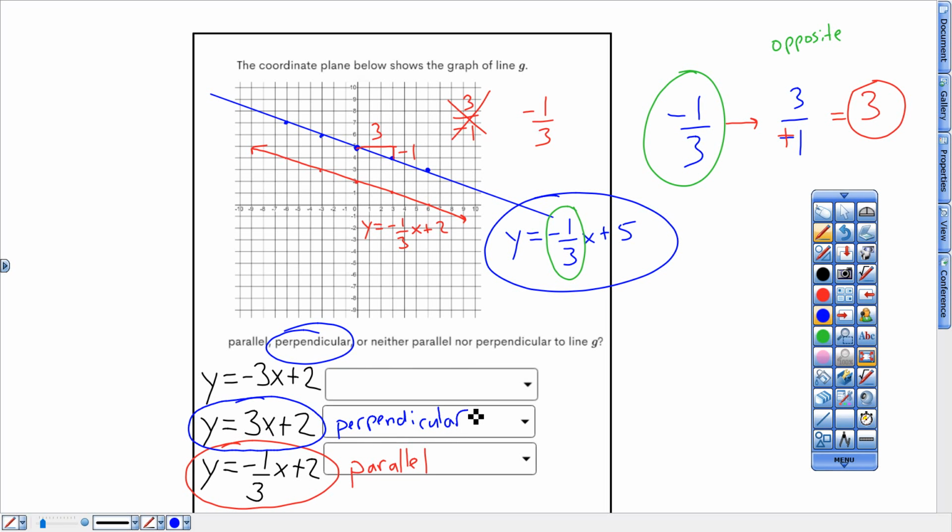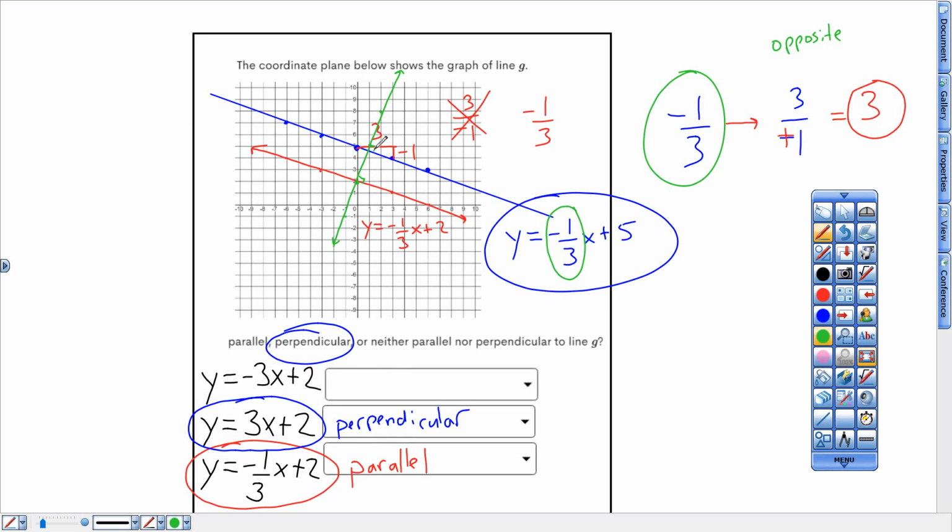If I was to graph that perpendicular line, it would start here at 2, but then go over 1, up 3, over 1, up 3. That green line going over 1, up 3 forms a perfect 90-degree perpendicular angle to the line it's cutting across.